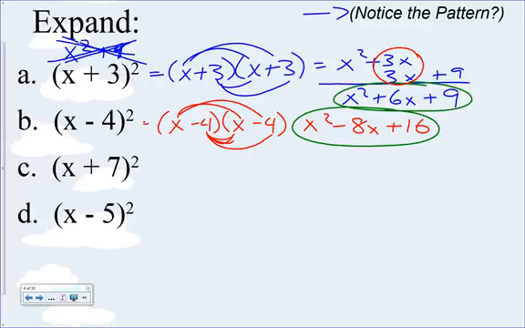The third one, x plus 7 multiplied by itself. x times x.